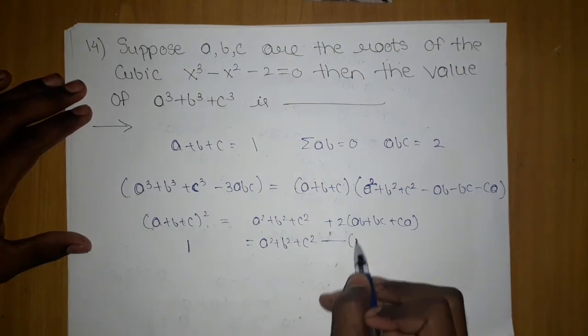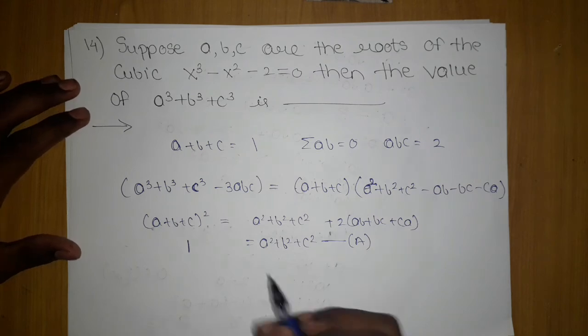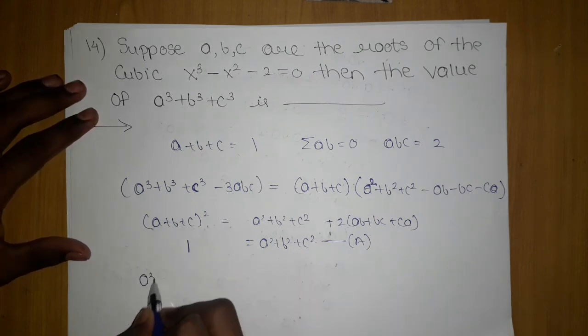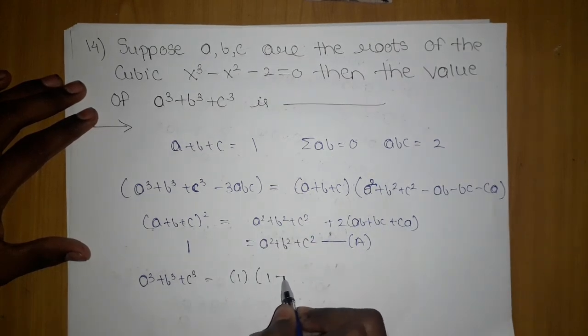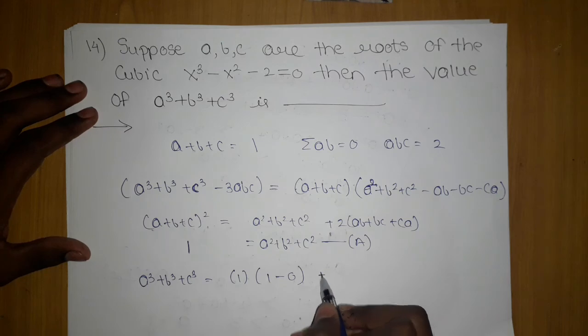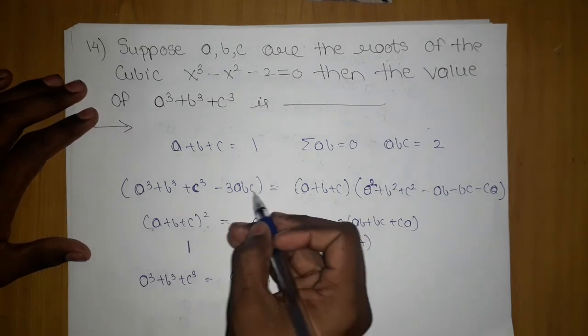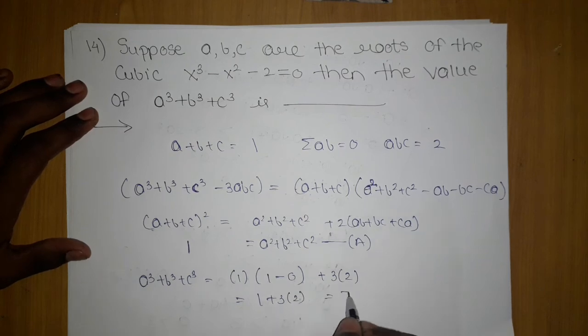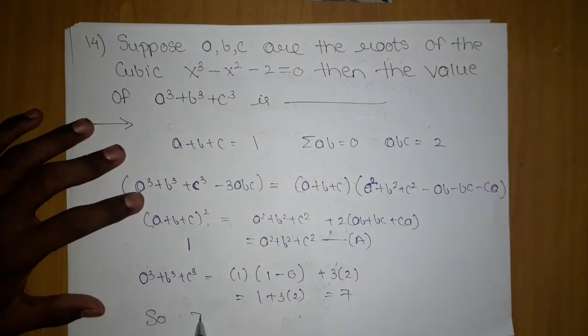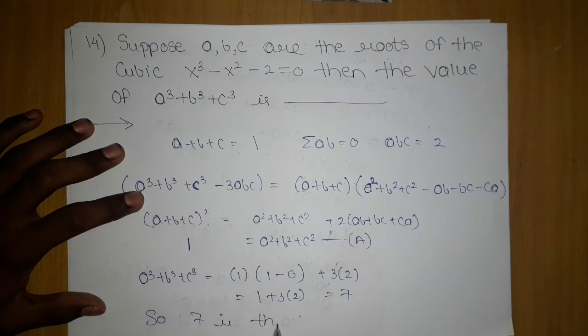So we get this value, let me call it as a. Now let's put all the values. What we get? a cube plus b cube plus c cube, we will move this thing that side. This is 1 into 1 minus this is 0 again, and this is plus 3 into 2 abc. This is 2. 1 plus 3 into 2, which will end up giving me 7. So 7 is the answer.